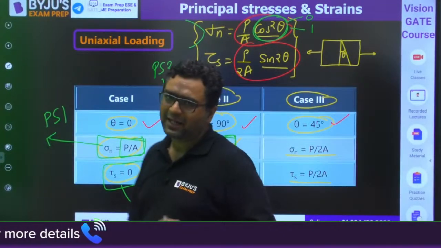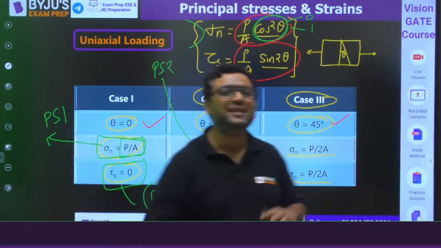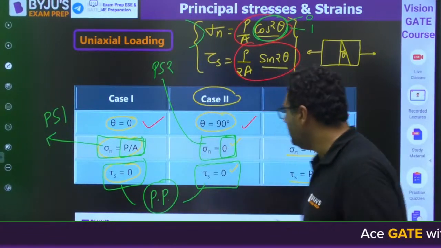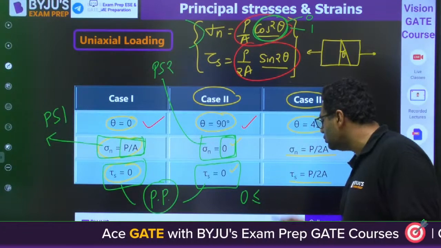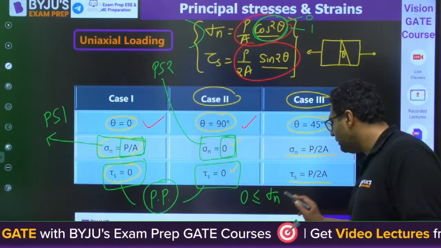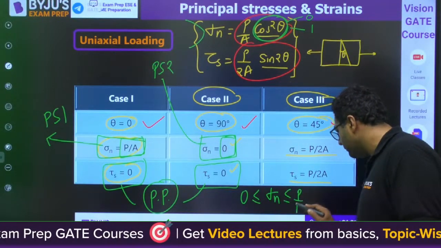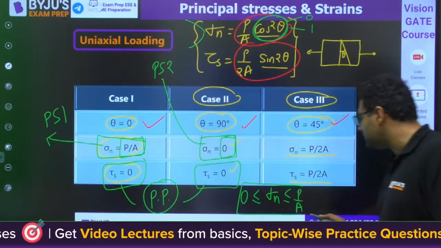What do you mean by that? If you find out the normal stress at any plane, the value of the normal stress will be lying between these two values, that is sigma n, lying between 0 to P by A. So guys, this is the meaning of this discussion.